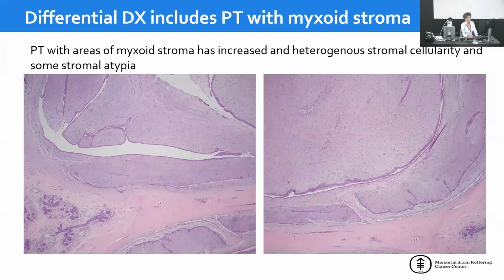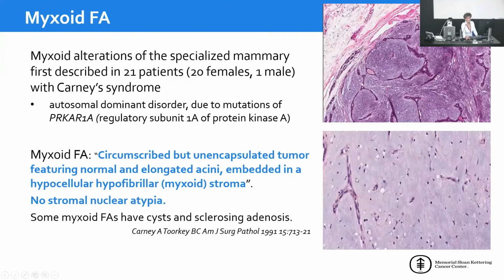I mentioned myxoid fibroadenoma, first of all, because it shouldn't be confused with, shouldn't scare people. It's a very hypocellular lesion. Typically, the vascularity becomes very prominent, as in all myxomatous type of tumors.